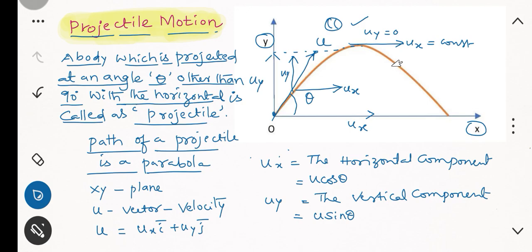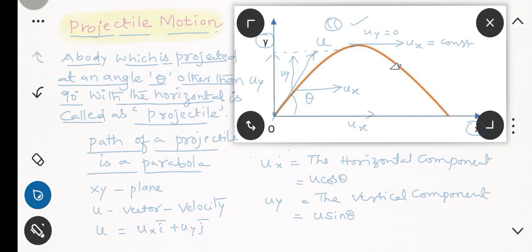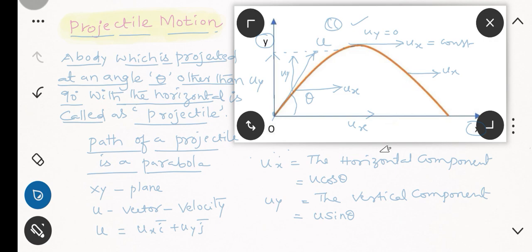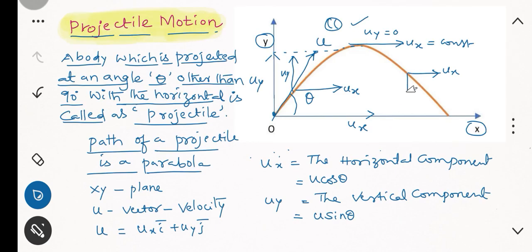At this point, the horizontal component remains the same ux and the vertical component uy changes direction downwards. So along the path, the component ux remains constant.